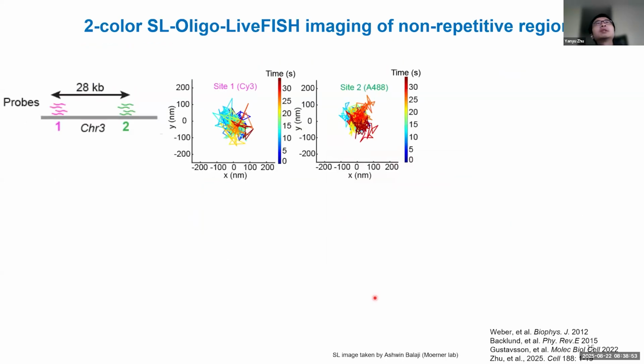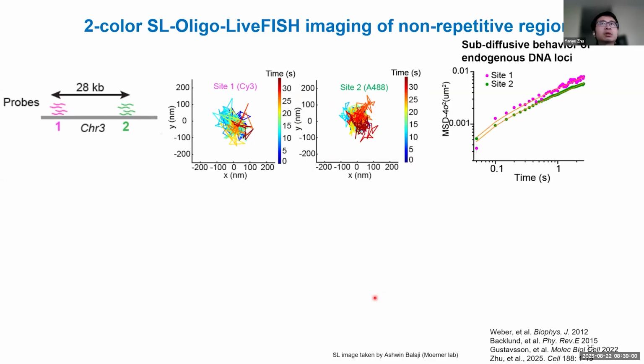So we're using this 2D and 3D super-localization oligo-LiveFISH to capture two-color imaging of two sites simultaneously in live cells. Their genomic distance is 28 kb, and here is their typical trajectory. We calculate their mean square displacement, the MSD, and the MSD curve indicates they are undergoing subdiffusion.